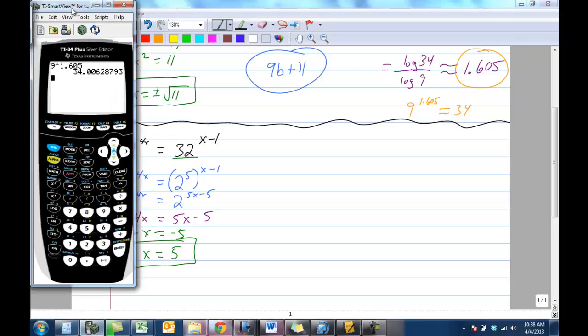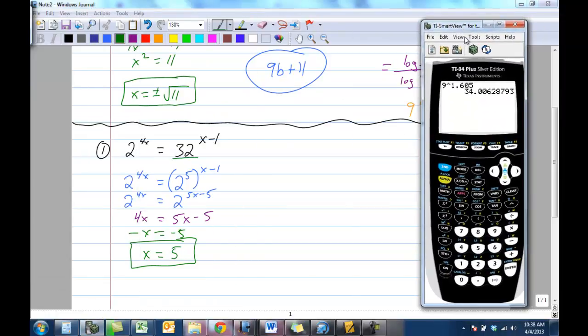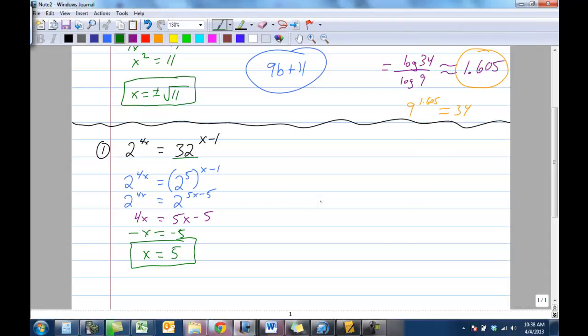You could check your answer, right? Check it. If x is 5, 2 to the power of 20. Whoa, that's a big number, right? Or 32 to the power of 5 minus 1, which is 4. It's the same big number, right? That's what's up. Now, I'll show you what we actually did there in just a second.